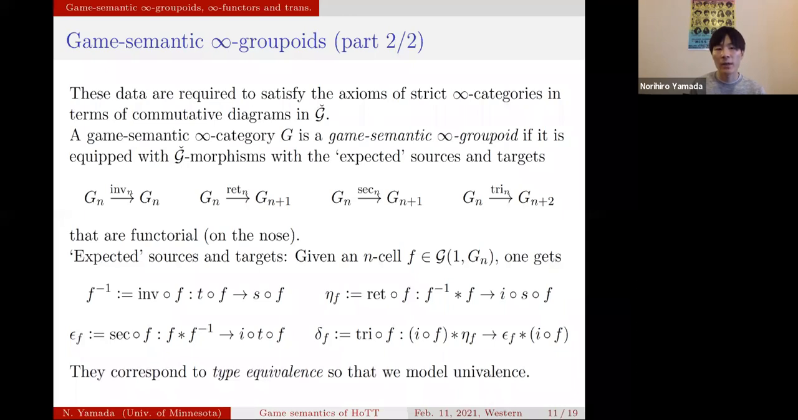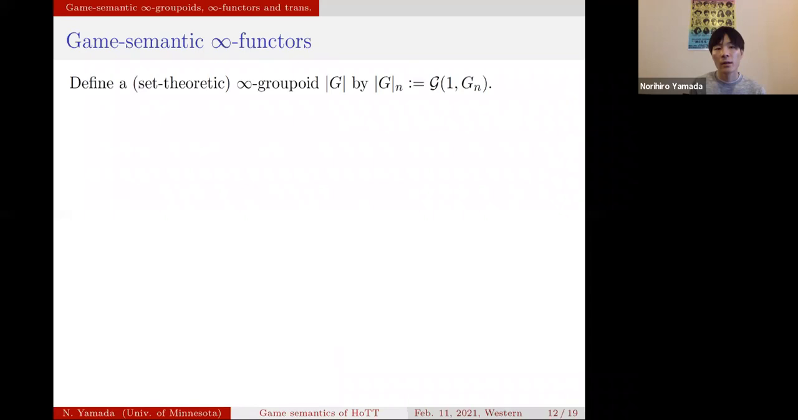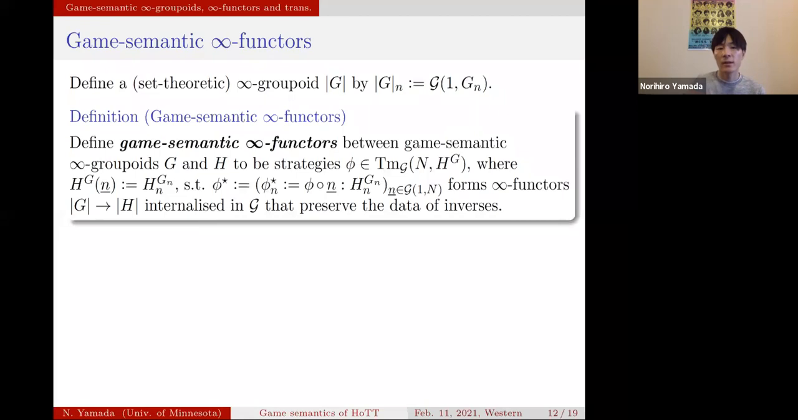So let me next describe what I mean by game-semantic infinity functors. As a notation, let me define the ordinary infinity groupoid out of a game-semantic infinity groupoid G, which I write G double bar, by this formula. And the remaining structure, like composition and identity, can be given by the usual Yoneda-style argument. Then roughly, a game-semantic infinity functor between game-semantic infinity groupoids G and H is a strategy, say phi, of this form. And this is a semantic term in a category with families of games Z. The domain is a natural number object, which is the game of natural numbers I described in a previous slide. And this is a semantic type over N defined by this formula.